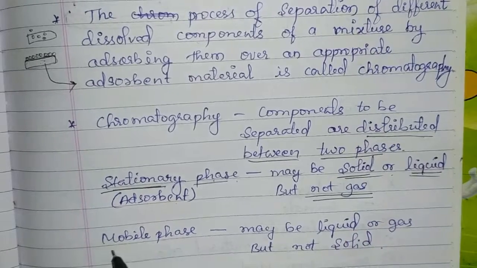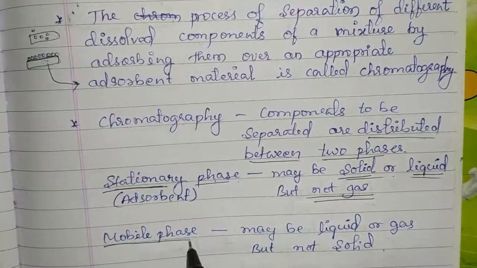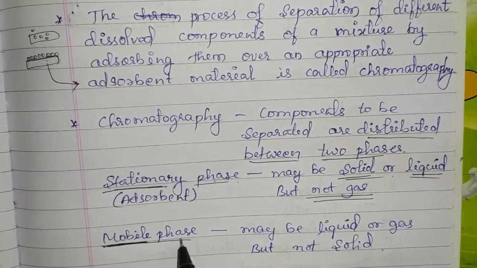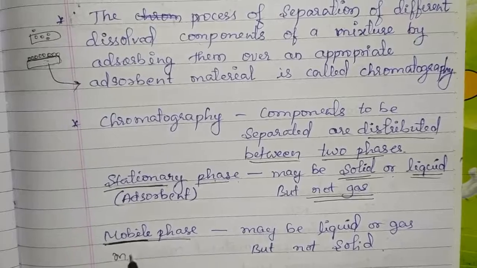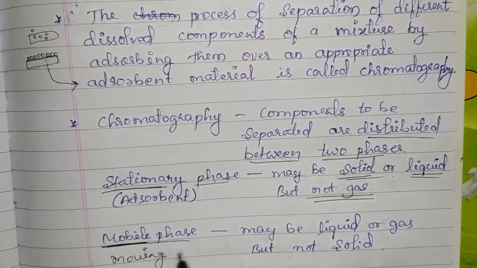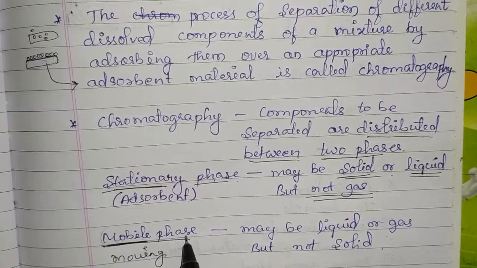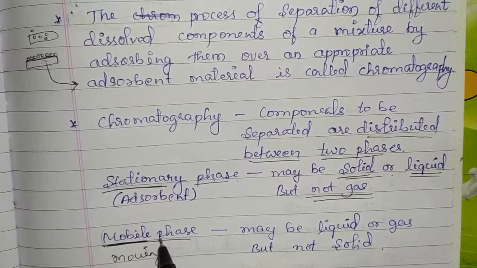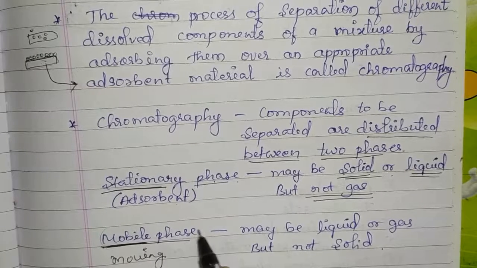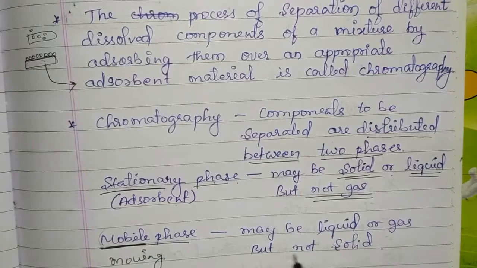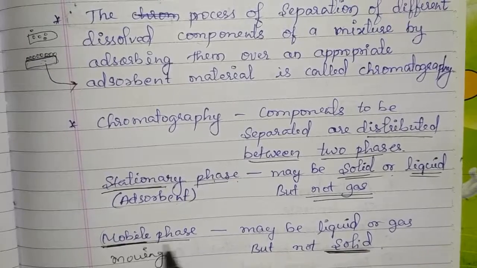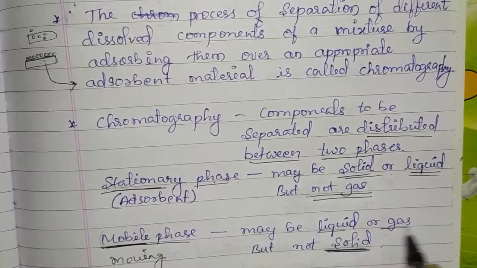Okay, the next phase is the mobile phase. In the word itself we can understand that mobile means moving. The second phase is the moving phase. In the moving phase we place the mixture which is to be separated. This mobile phase may be liquid or gas but not solid, because solid cannot move. That's why the mobile phase may be liquid or gas.